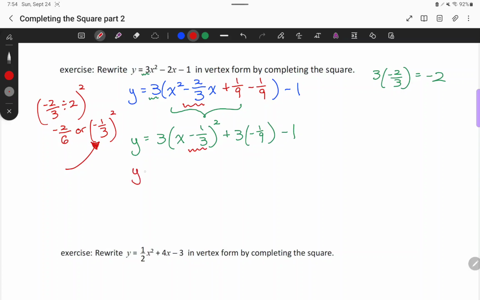And we're going to do whatever we can to kind of combine our constants. So we've got 3 bracket x minus 1/3 squared, -3/9 or -1/3, and also -1, which I'm just going to write as 3/3 so that I can combine my fractions. And we get y equals 3 bracket x minus 1/3 squared minus 4/3.